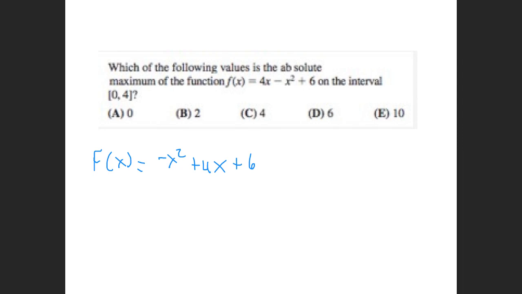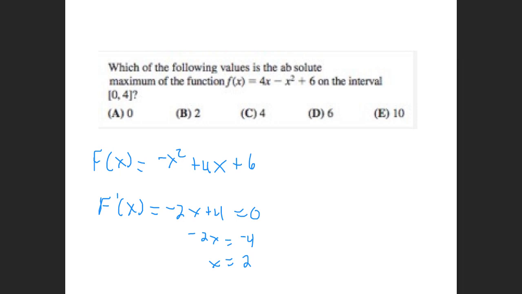And then I'm going to take the derivative. And once I get the derivative, I'm going to set it equal to 0. So that's going to be negative 2x plus 4. I'm going to set this equal to 0. So if I subtract off 4 there, negative 2x equals negative 4, x equals 2.